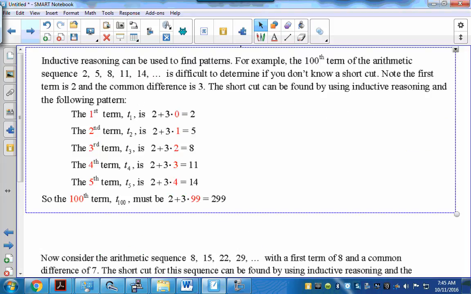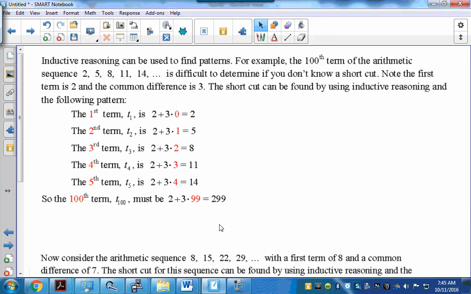Okay, this was actually just copied right out of the book. Inductive reasoning can be used to find patterns. To find the 100th term of the arithmetic sequence 2, 5, 8, 11, 14 is difficult if you don't know a shortcut. The first term is 2, and the common difference is 3. The shortcut can be found by using inductive reasoning and the following pattern.